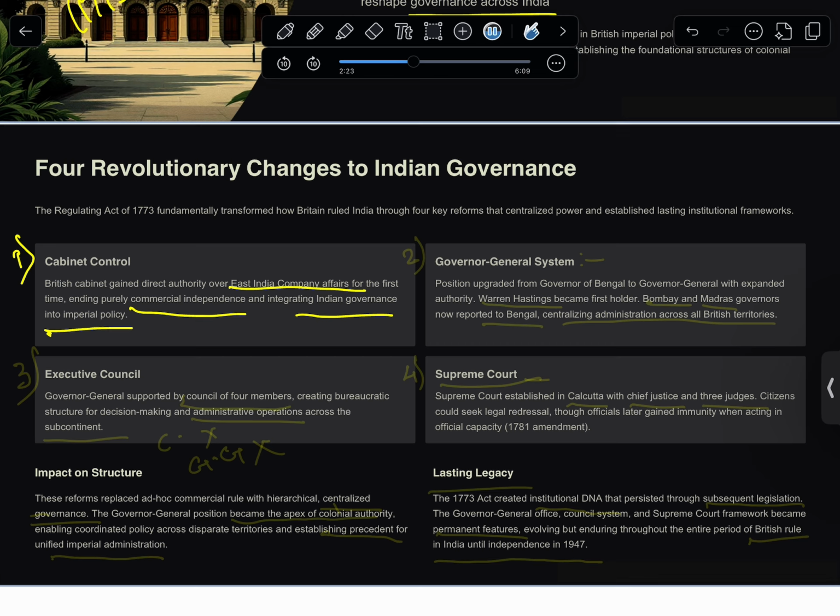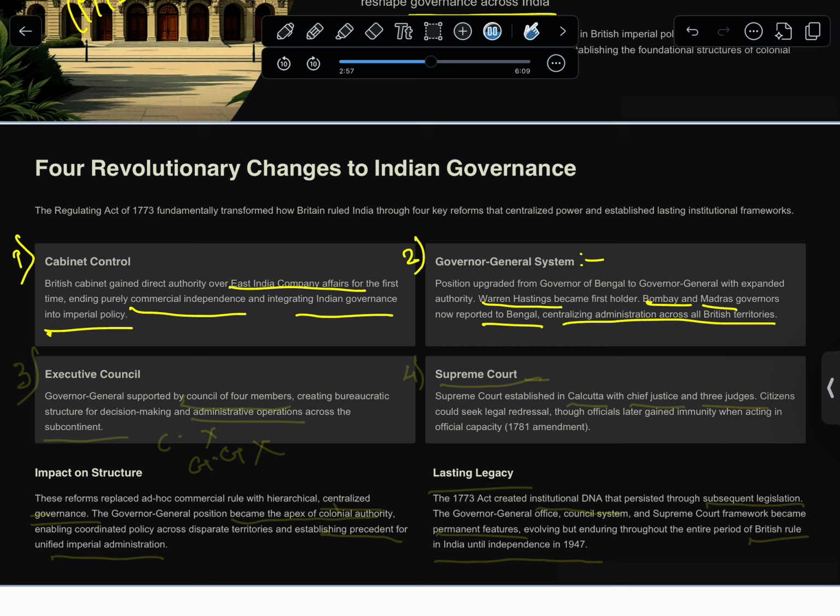The second one is the Governor General system. Here, the Governor of Bengal was converted into the Governor General, and the very first Governor General was Warren Hastings. This stated that the governors of Bombay and Madras had to report to the Governor General of Bengal, which created centralizing administration across all British territories.